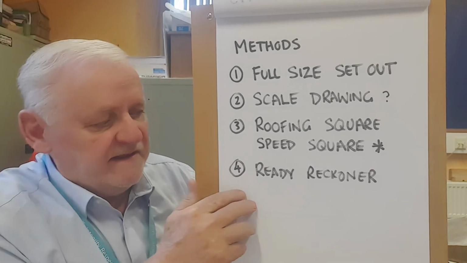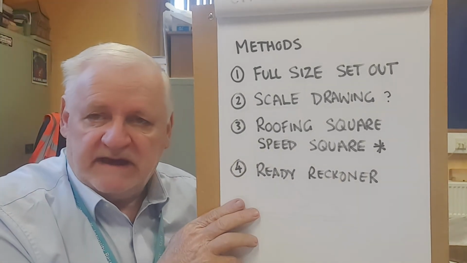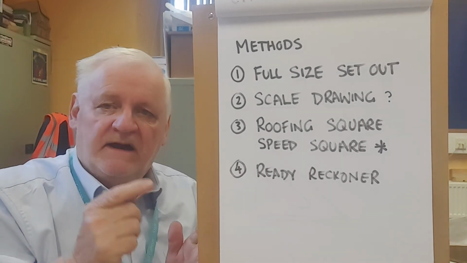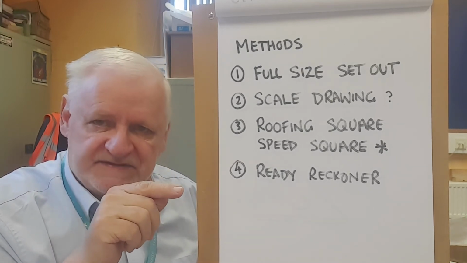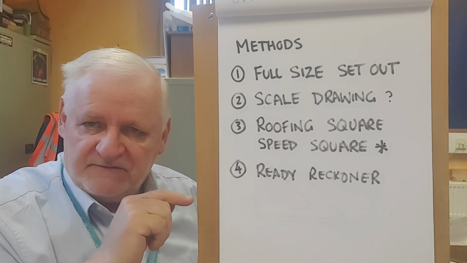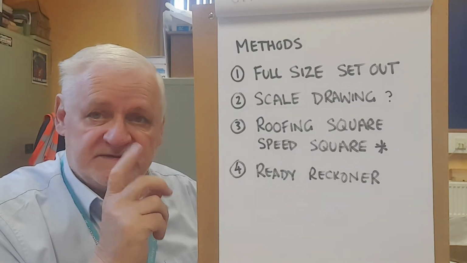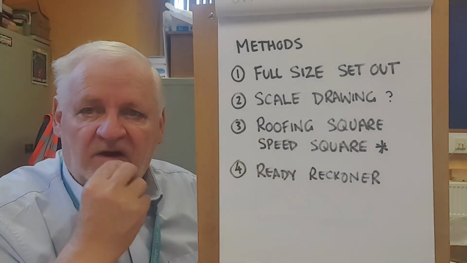And then lastly we have the Ready Reckoner. A lot of people can get a little book. They're quite expensive to buy. It looks like a diary, and you can turn to that book and find all of the lengths of the common rafters according to their run and according to their height. So that's a useful little tool. Also, on your mobile phone today, you might have a Ready Reckoner already there.